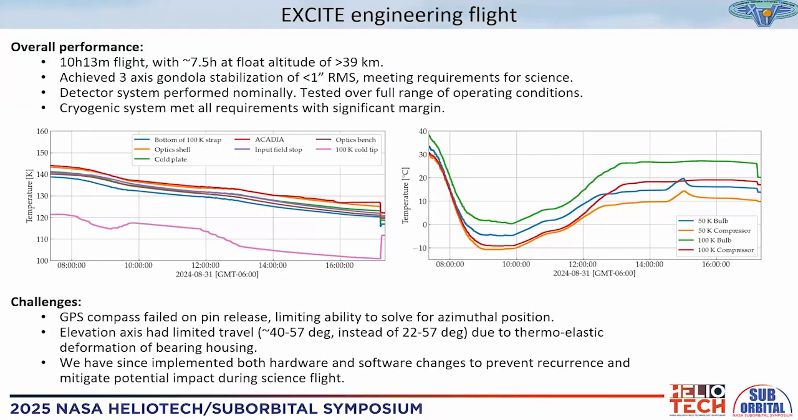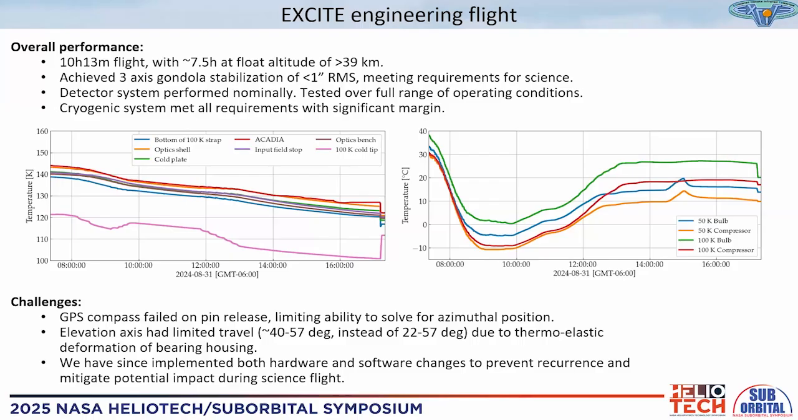So, into our engineering flight. We flew last fall, about a year ago, and had a nice long flight of about 7.5 hours at an altitude of more than 39 kilometers. I'd say that everything worked basically as designed. We were able to stabilize the gondola to each frame to better than an arcsecond RMS, which is what we were going for. Detector system, nothing much, all performed nominally.